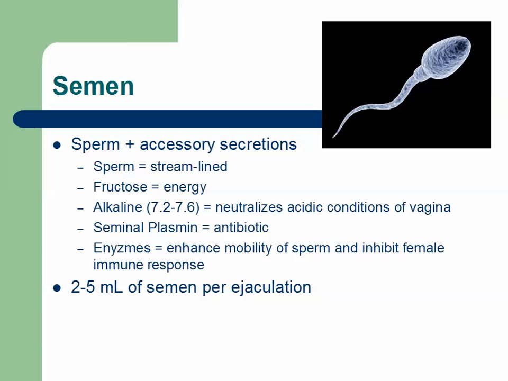There's only about 2 to 5 milliliters of semen per ejaculation, so a very, very small amount, but the sperm are so tiny and they're produced in such great amounts that for every milliliter, there's about 50 to 150 million sperm. We're actually delivering quite a bit of sperm, and we only need one for actual fertilization.